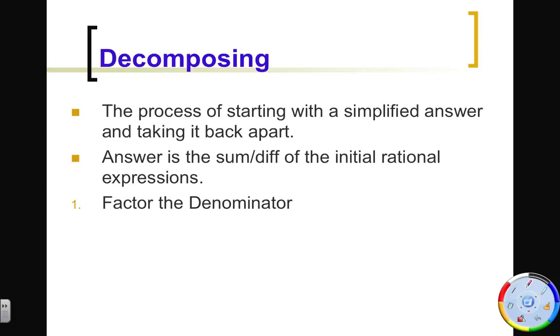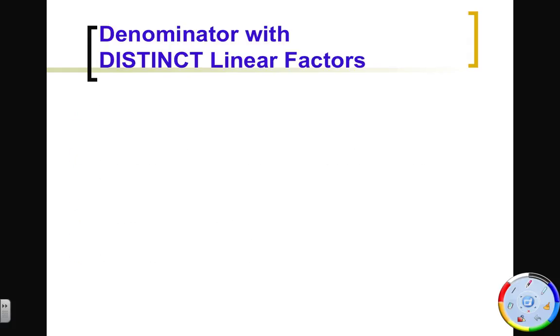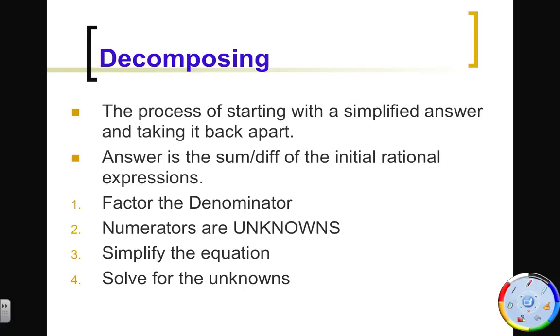This is kind of a how-to, and it comes easier once you start doing it. First things first, you need to factor the denominator. The numerator pieces are your unknowns, so these are the things that we're looking for. You need to simplify the equation and solve for the unknowns. All right? Now, a lot of that doesn't really make any sense until you see what an example looks like.